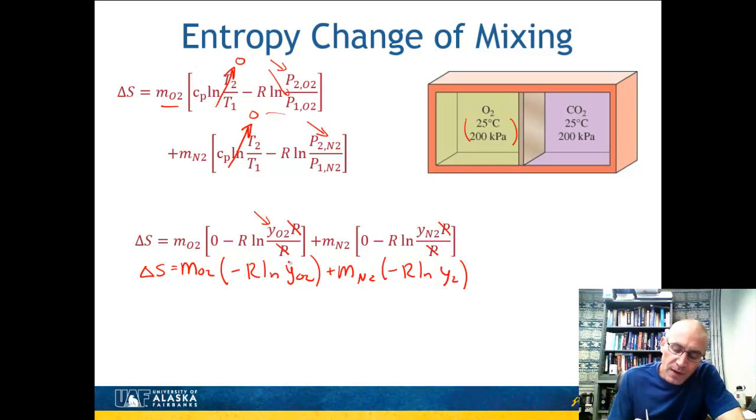Now note that the final mole fraction is always going to be between 0 and 1, so it's a fraction. When I take the log of a fraction, that's a negative number, and with this minus sign, the whole thing, delta S, is going to be greater than 0, which I would expect, since the entropy should increase.